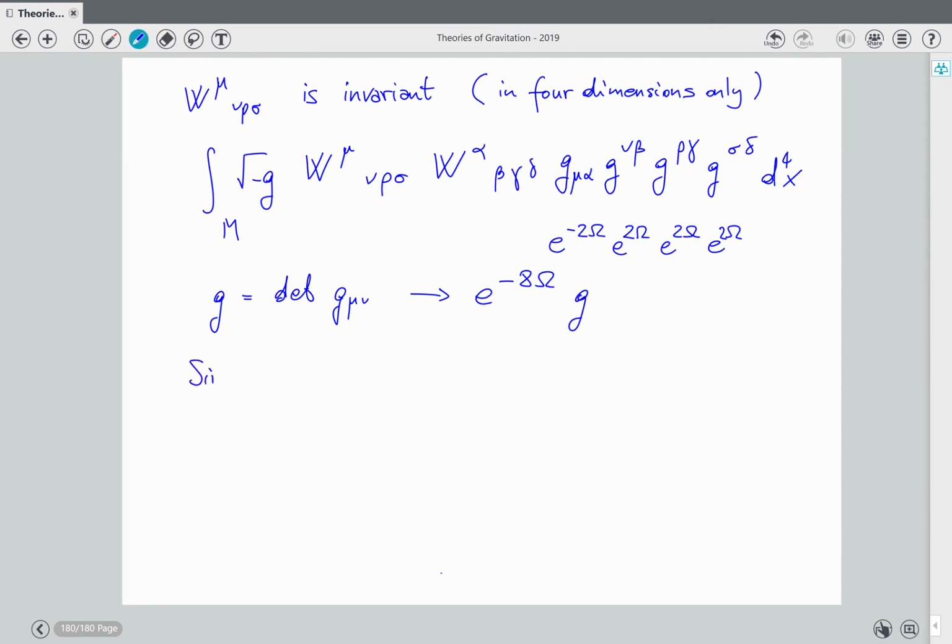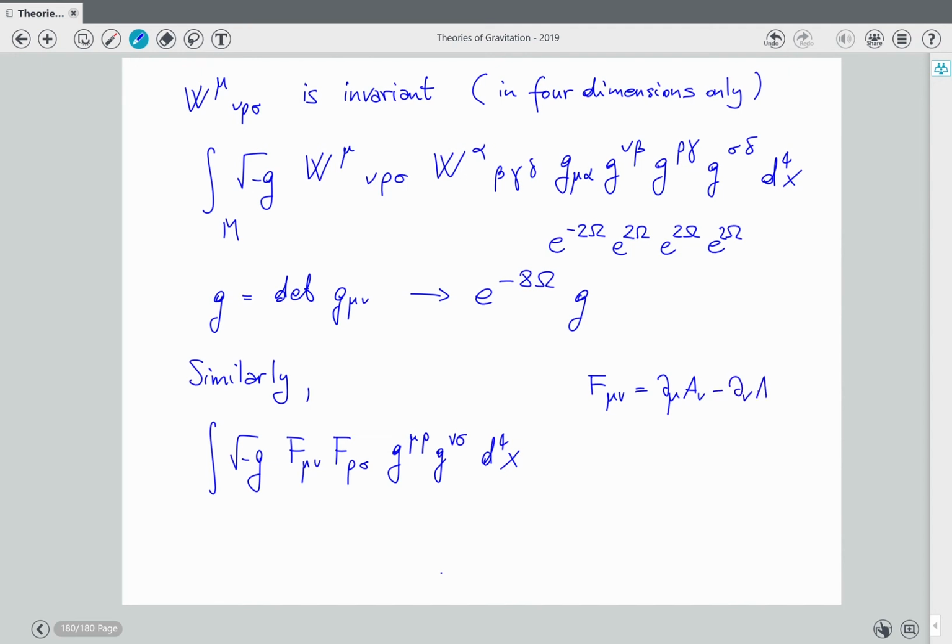Similarly, the Yang-Mills action is conformal invariant in 4 dimensions, because F mu nu doesn't know anything about the metric, and so here you have e to the 2 omega, e to the 2 omega as before, and square root of minus g is e to the minus 4 omega.